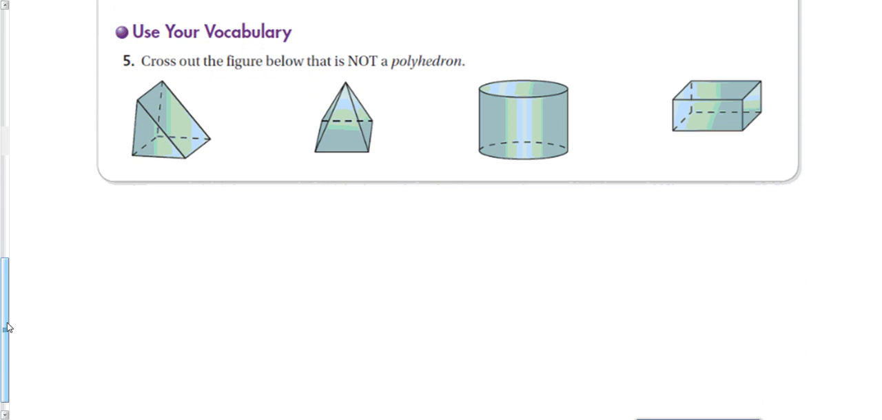This says cross out the figure below that is not a polyhedron. So the first one, we have rectangle, rectangle, rectangle, and triangles. So this one is a polyhedron. In the pyramid, the bottom's a square. It looks like it's got 4 triangles going around. So that is a polyhedron. Ooh, we have a cylinder. This shape is a circle. It's not a polygon, which means this one is a big no. Can't have a circle. And this last one is a rectangular prism, which is a polyhedron.